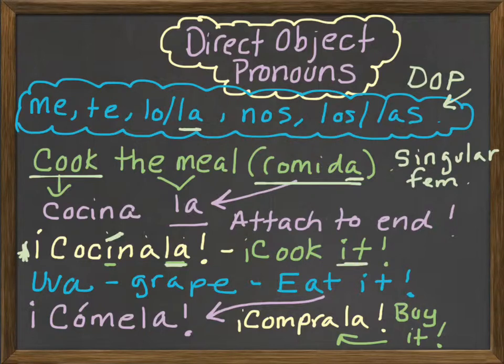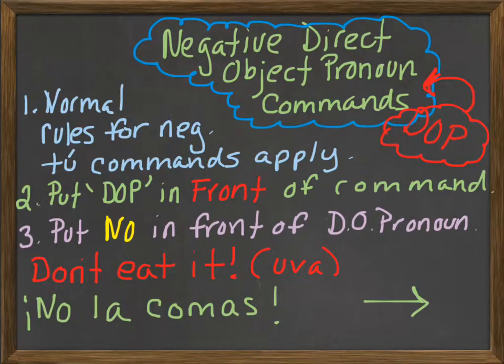Now if I'm talking about an uva, which is a grape, and I want to say eat it, since uva is singular and feminine, la is going to be the direct object pronoun I'm going to use to represent it. So again, I put la at the end here, and I say cómela, okay? And that's where your accent mark goes. How about if I wanted to say buy it? We're still talking about uva, the grape. Well, to buy is comprar, so you get comprala. Well, I didn't put my accent mark, so one, two, three, cómprala. Buy it.